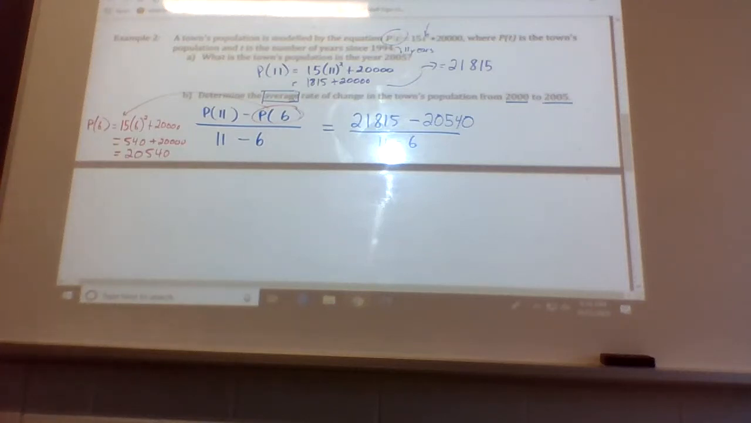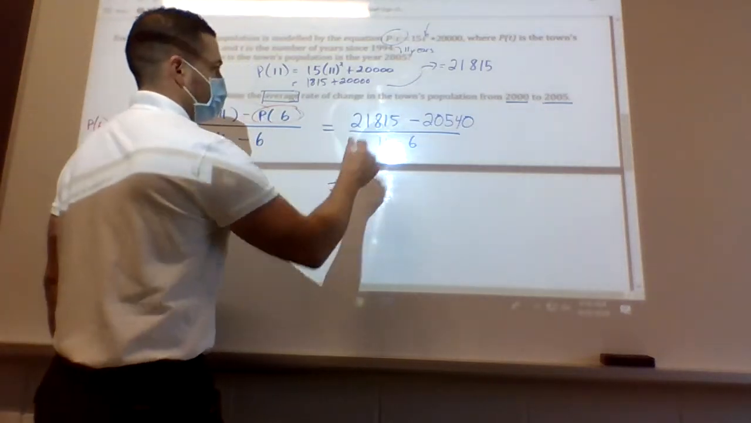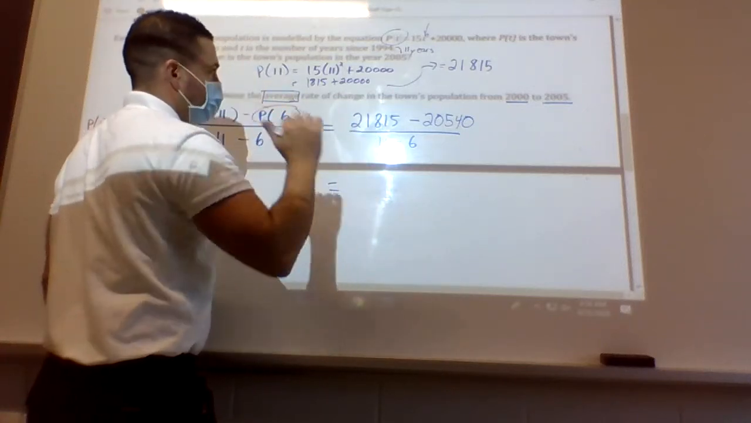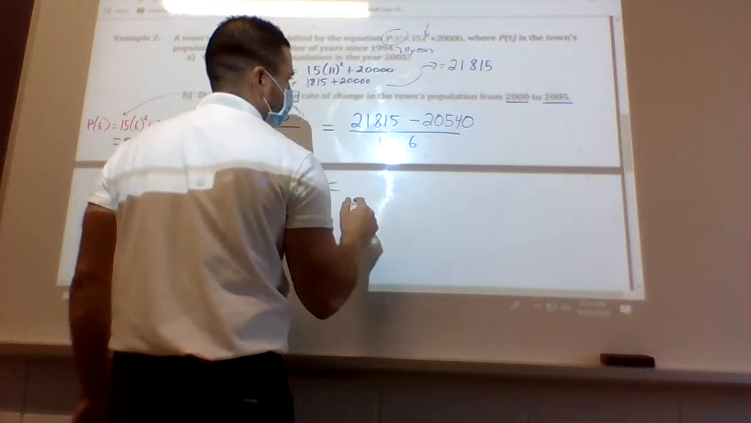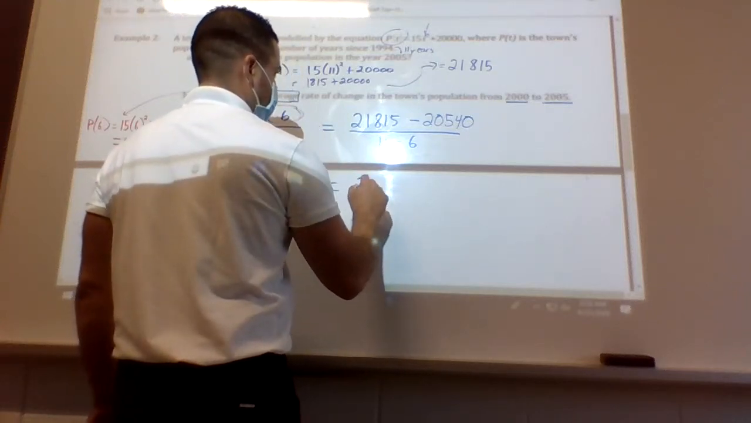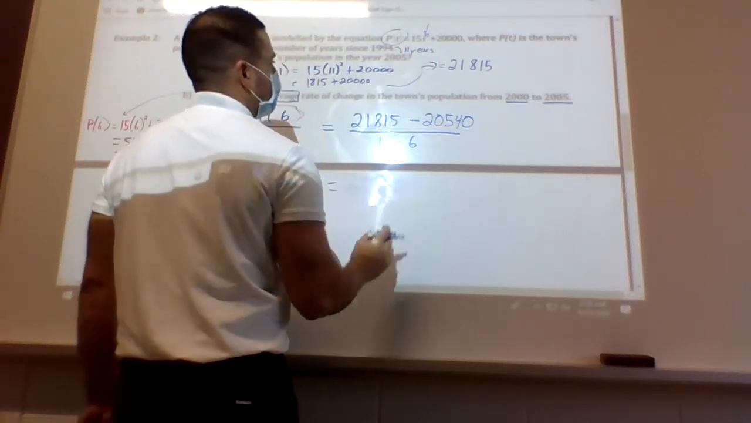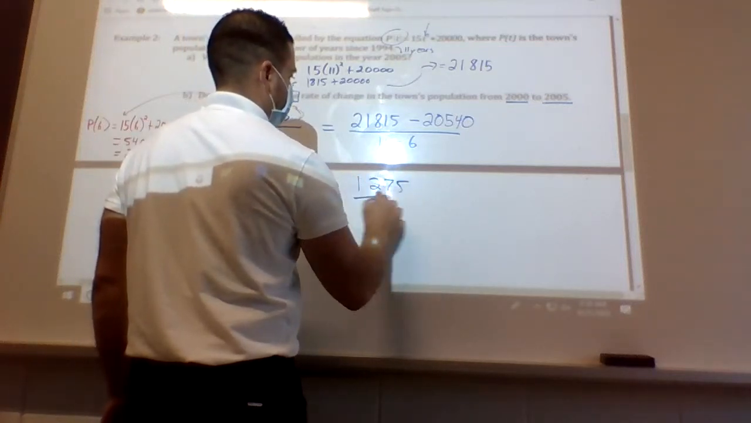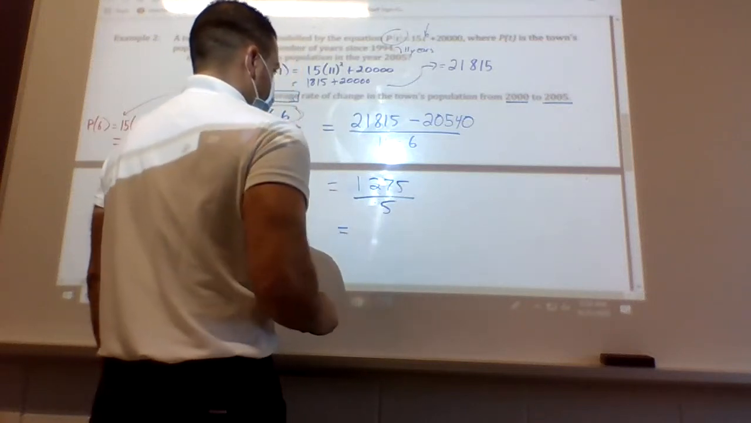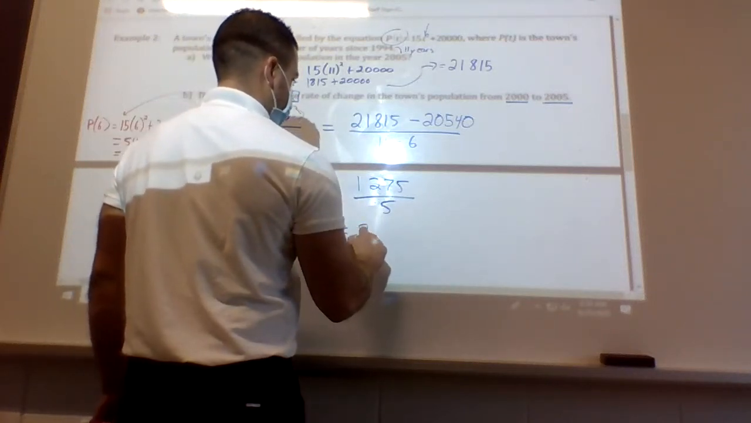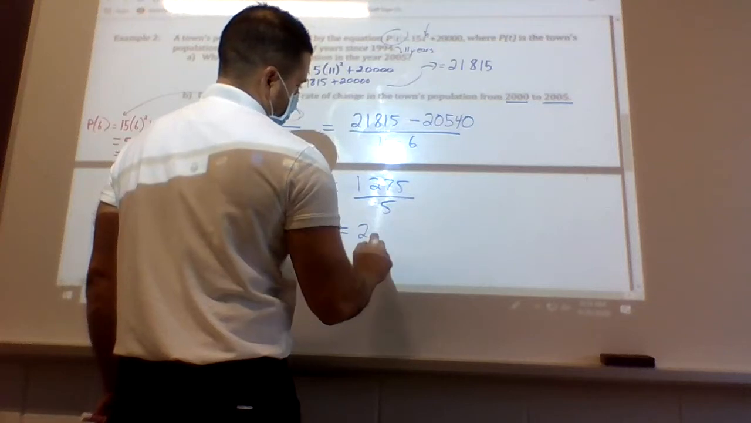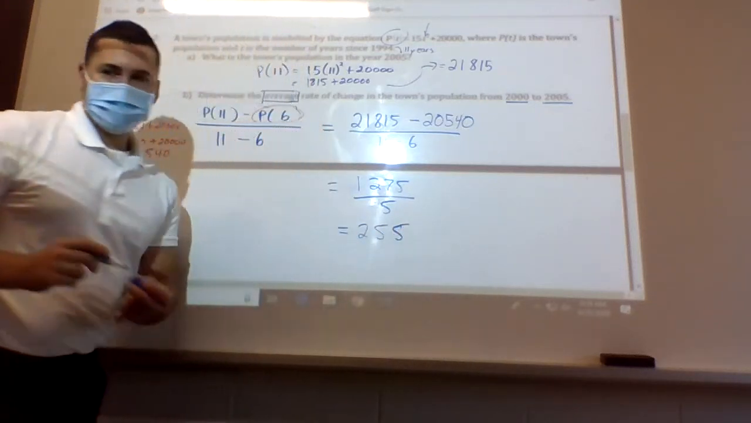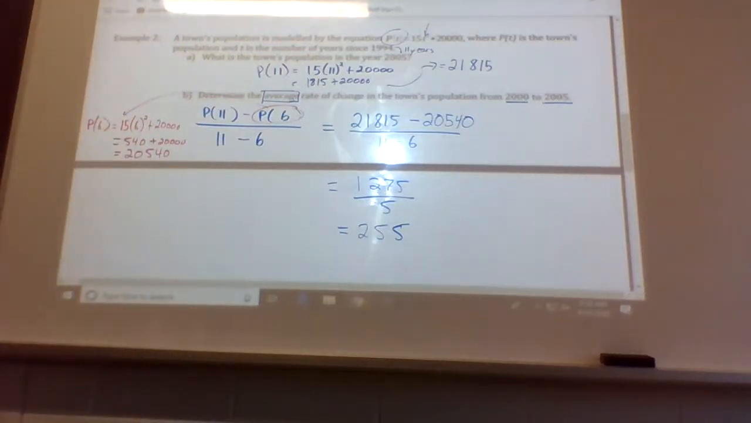And now we subtract, because we're doing average rate change, and divide. So we get 275 to, nope, 1,000. 275 divided by 5 equals 255. Is that right? Okay.